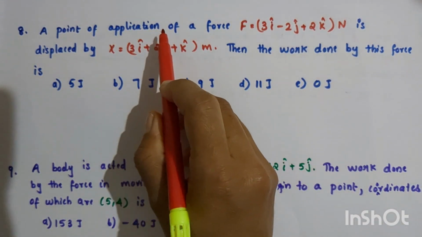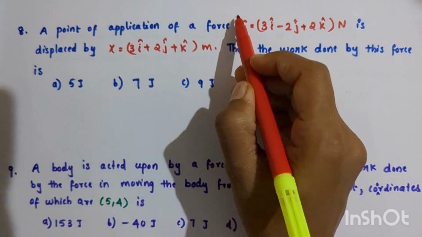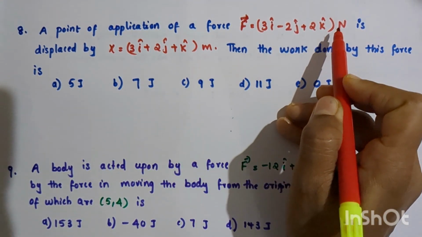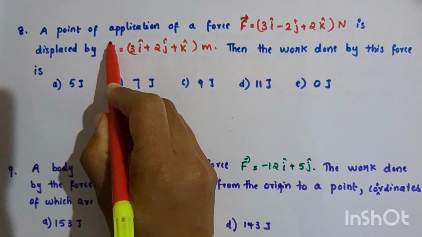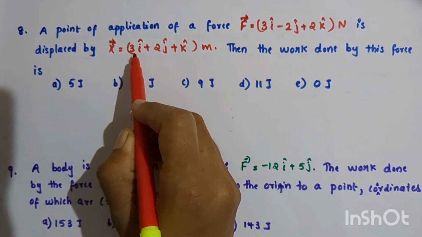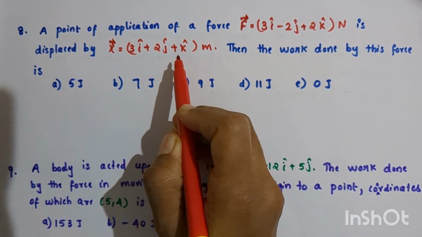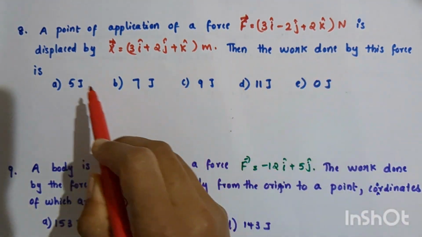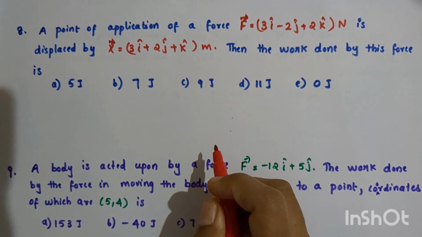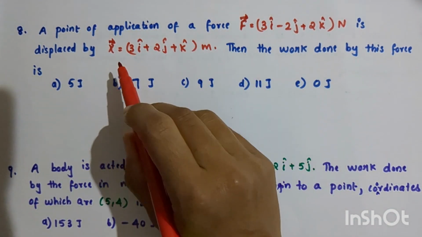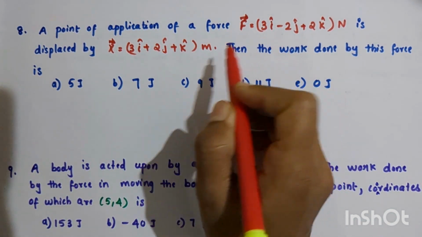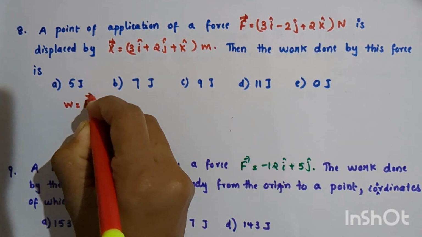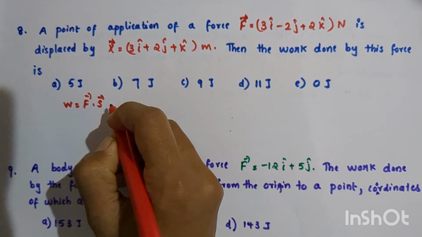A point of application of a force vector F equals 3 i cap minus 2 j cap plus 2 k cap Newton is displaced by displacement vector x equals 3 i cap plus 2 j cap plus k cap meter. Then the work done by this force is, 4 options are there. So you see the force as well as the displacement are given in their component vector form. So we know that work done is actually the dot product of the force vector and the displacement vector.